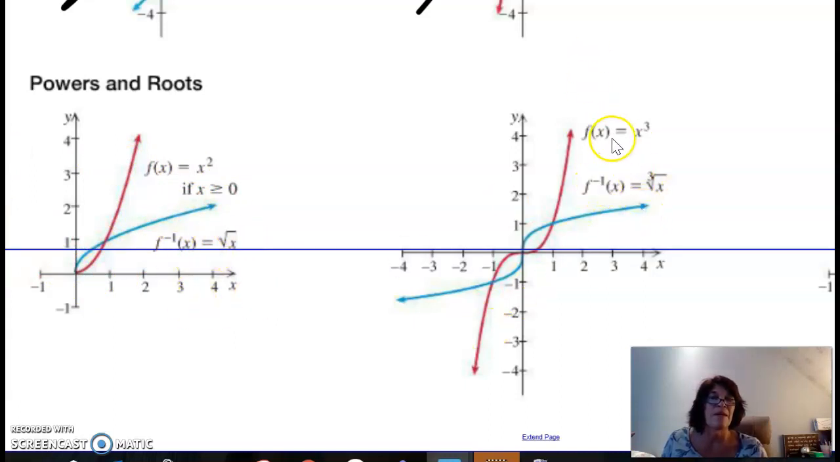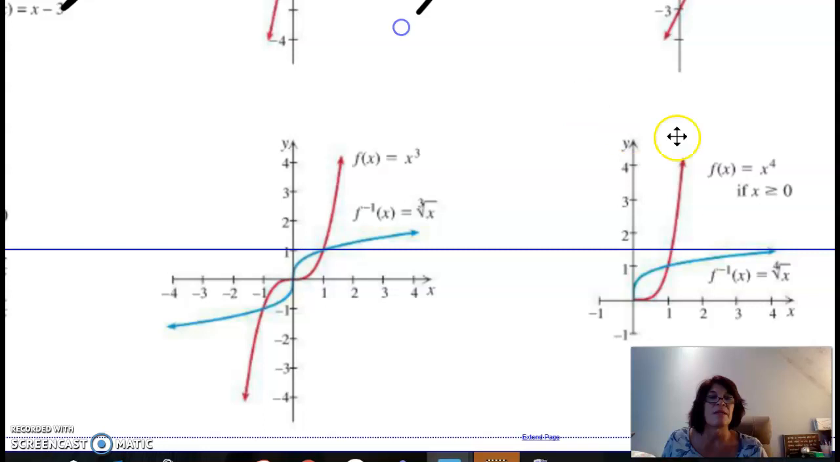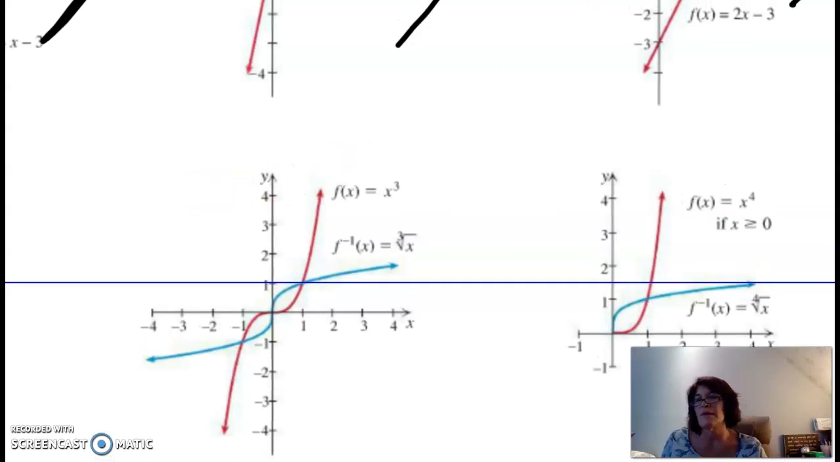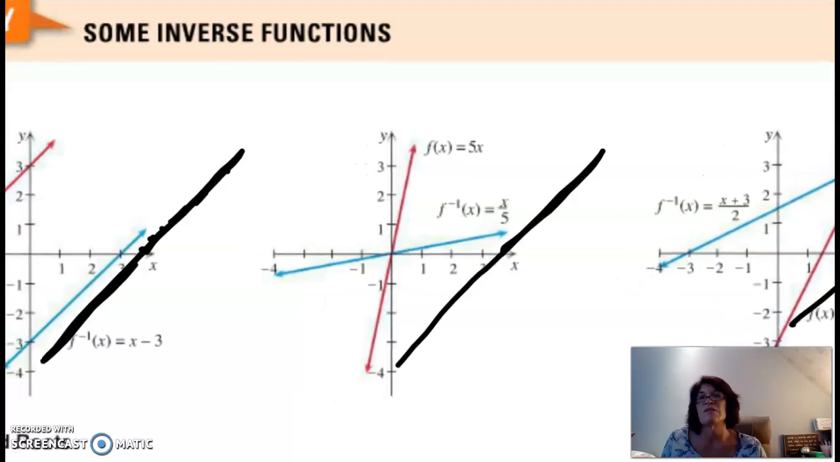Cubes are not a problem. Isn't that cute? X cubed and cube root of x. We did one similar to that. And then here's a fourth root. Again, with the fourth root, we had to restrict it to just greater than or equal to 0, which we'll talk about here in a minute. All right, so those are some inverse functions just to look at.